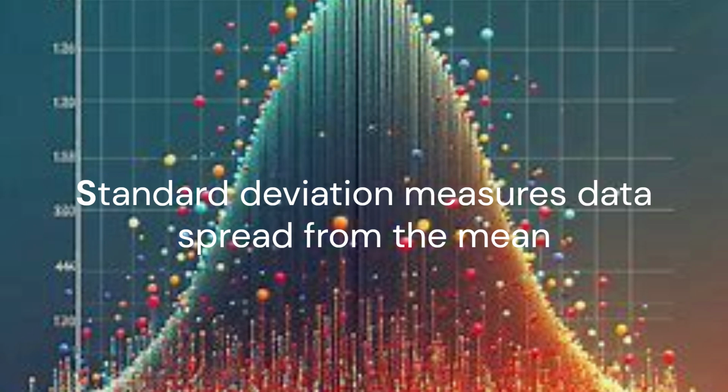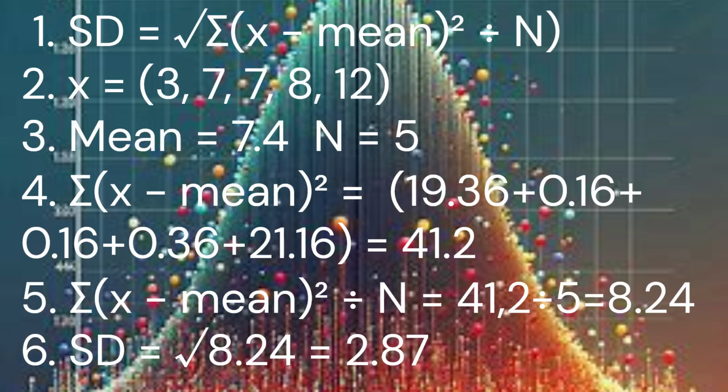Finally, let's discuss the standard deviation. While the mean tells us about the average, the standard deviation tells us how spread out the data is from the mean. A low standard deviation means that data points are close to the mean, while a high standard deviation means they are spread out.